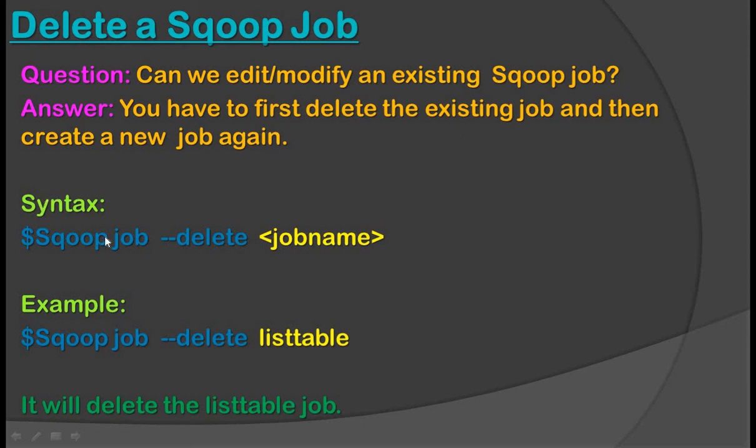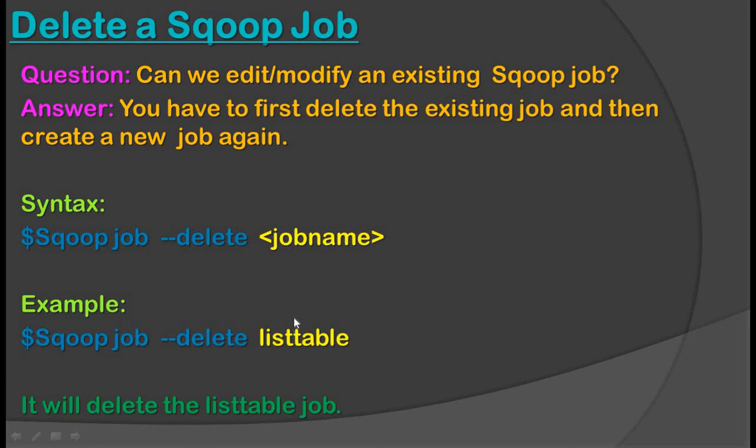And this is the syntax: sqoop job --delete and the job name. And this is the example: when we write sqoop job --delete list table and press enter, it will delete the list table job. In this way, we can delete any job by using the double hyphen delete keyword in Scoop.